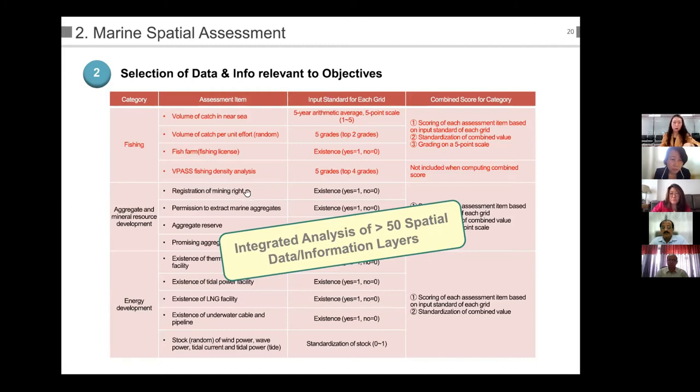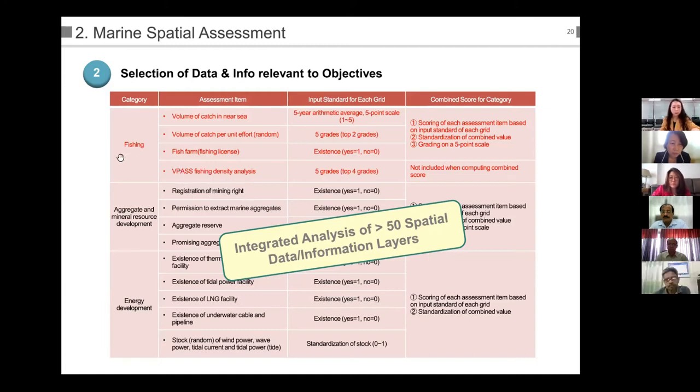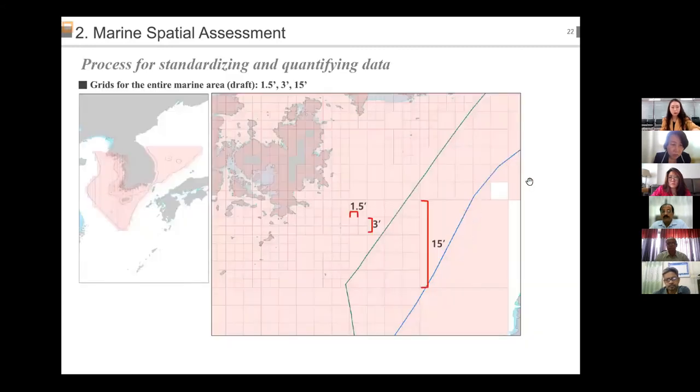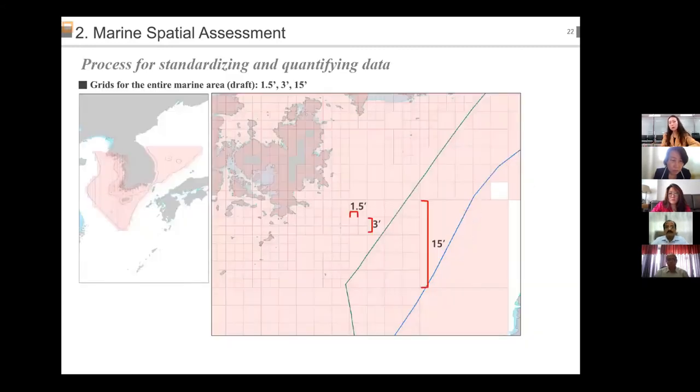And there are assessment items accordingly. And whenever we need assessment, we have to process the data for our analysis and assessment. So please, this is for your reference in order to see what is being looked at when we conduct the MSA, Marine Spatial Assessment. And then we implement the Marine Spatial Assessment.